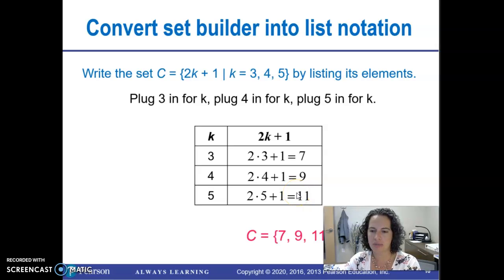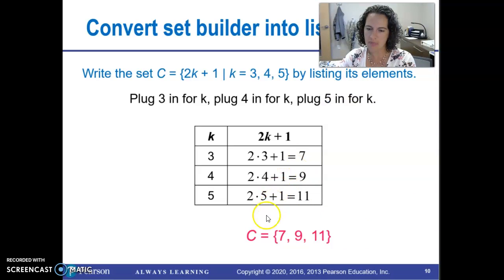Which means our answer here is going to be, I'm using the same C that they used earlier, right? The set C is actually going to be 7, 9, 11. Okay, it's a lot easier to read than that set builder notation, right? But like I mentioned earlier, not everything can be written into that list method.